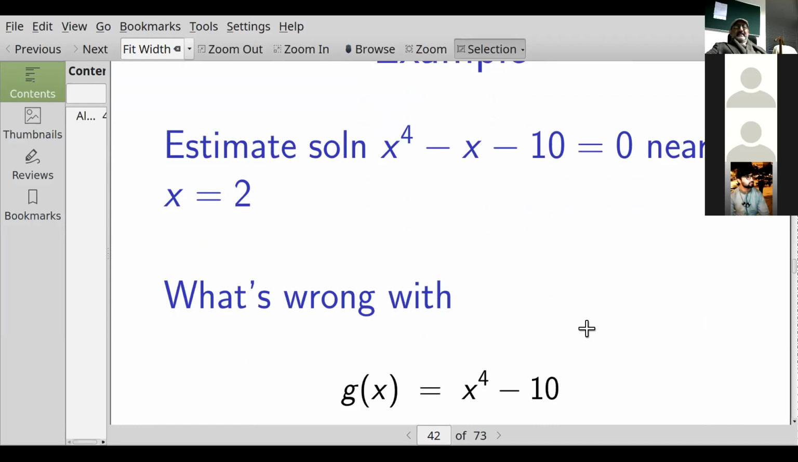Now, what if I set this up? What if I say that for my fixed point iteration, I can solve for x, so I get x is equal to x to the 4th minus 10. So I'm going to let my g of x equal x to the 4 minus 10. Can you tell me what's wrong, based on our previous analysis, with that fixed point iteration?